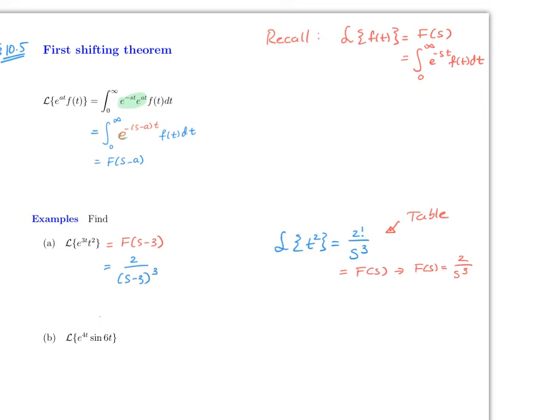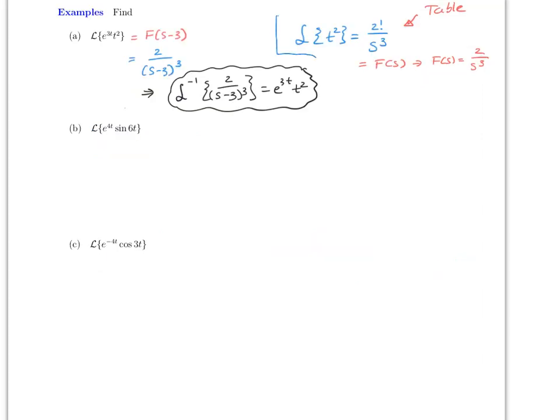And that's it. Now, the thing that is probably more important is the following: if the Laplace transform of this is equal to this, remember that this implies that the inverse Laplace transform of 2 over (s minus 3) cubed is equal to e to the 3t times t squared. This may be actually more important for what we need to do in this class. All right, let's do a couple more.